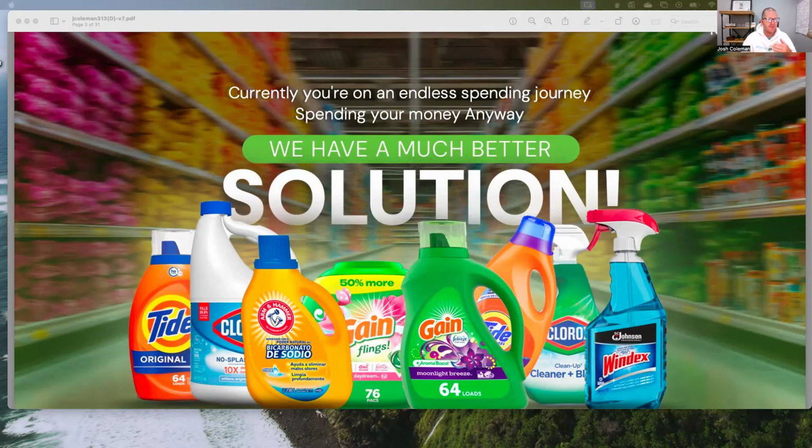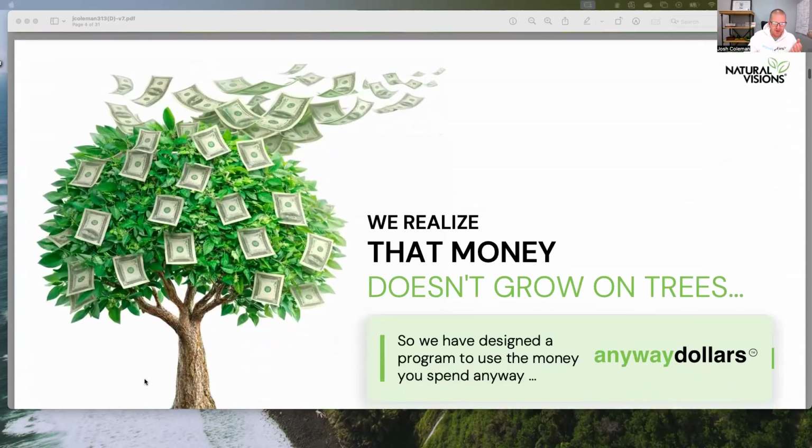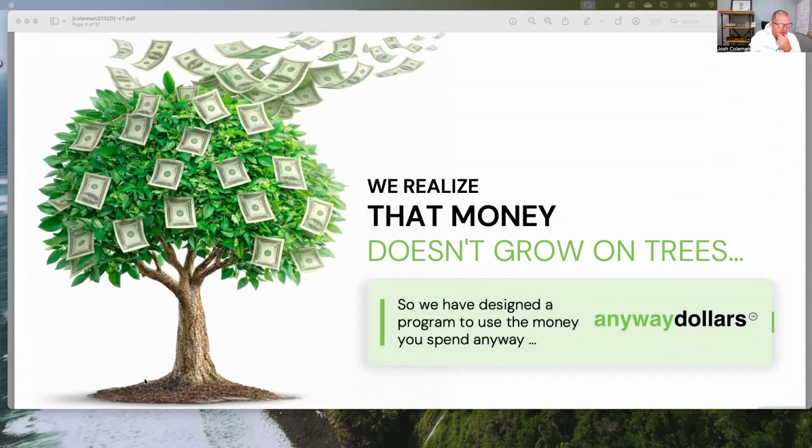So on your screen, what you'll see is a lot of products that you probably realize, name brands too, right? These are all the products you can buy at the store shelves. But the problem is that we're currently paying for more than just soap, and I'll get into that in a minute. So we created a program around anyway dollars because we realize that money doesn't grow on trees.